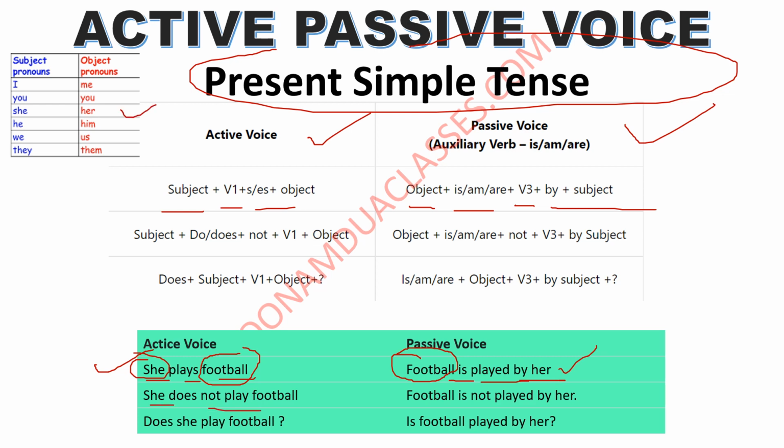She does not play football. Football is not. This time it is negative. Played by her will remain the same. Her will get converted as per this chart. Does she play football? This time football will be the subject. Is football played by her? Is will come first because this question is being asked. In a question we write the helping verb first. Is football played by her, as per this chart.